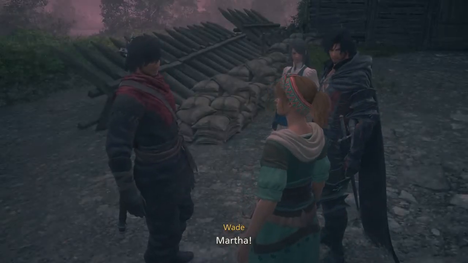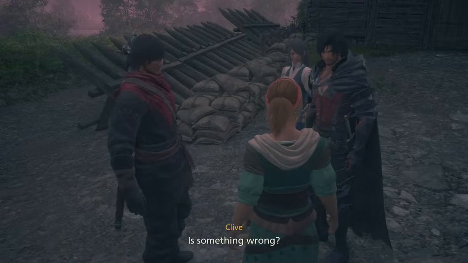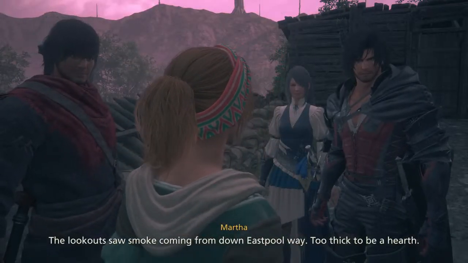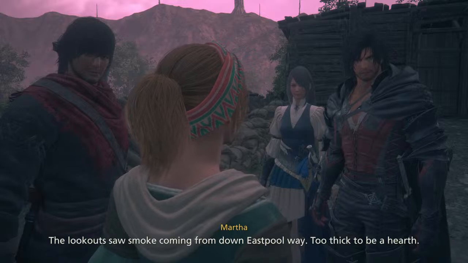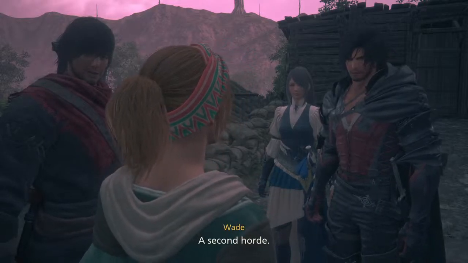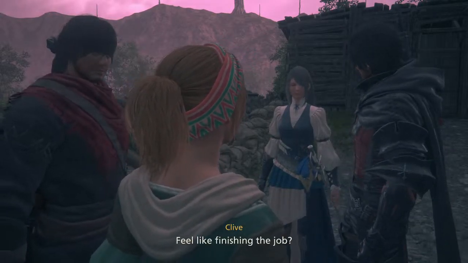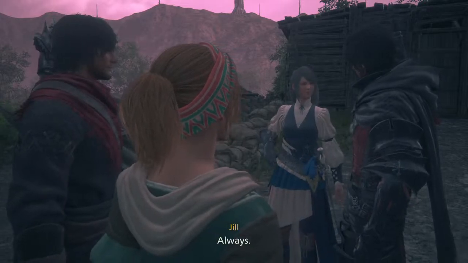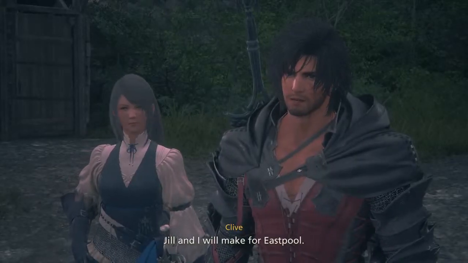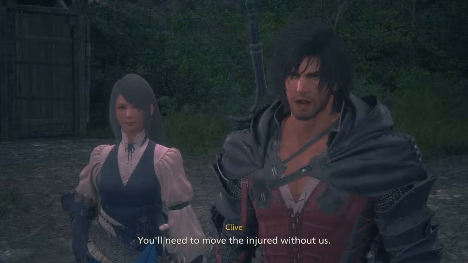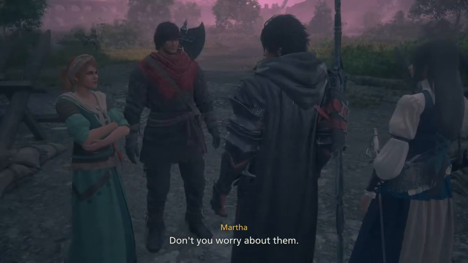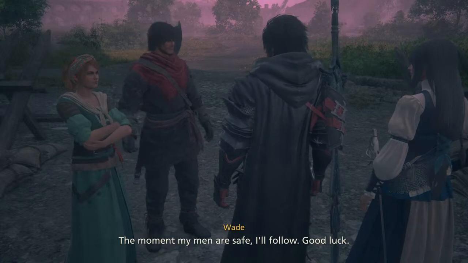Martha! Is something wrong? The lookout saw smoke coming from down Eastpool way. Too thick to be a hearth. A second horde. Feel like finishing the job? Always. Jill and I will make for Eastpool. You'll need to move the injured without us. Don't you worry about them. The moment my men are safe, I'll follow. Good luck.